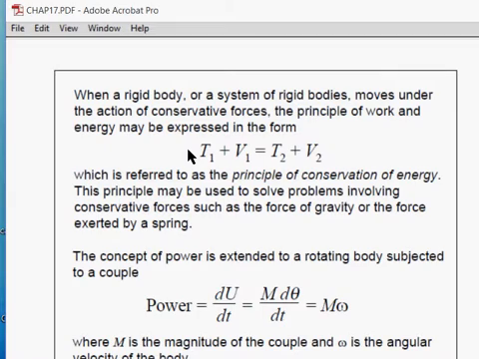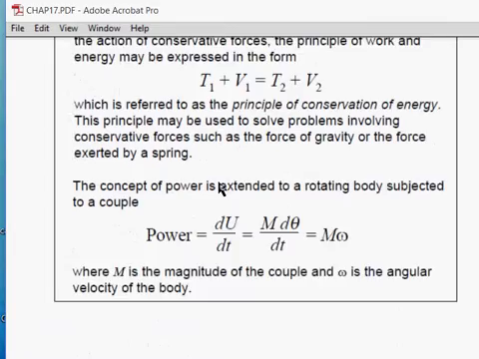Also, this slide contains a brief definition of what power is. Power is the amount of work per time. We could just put it that way. The amount of work per time is power. So you have dU/dt, which will be M dθ/dt, or M times omega, is power.